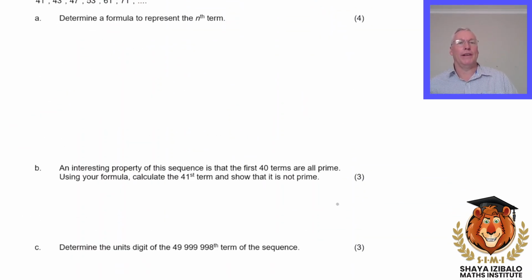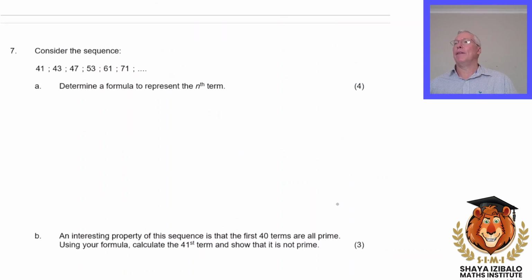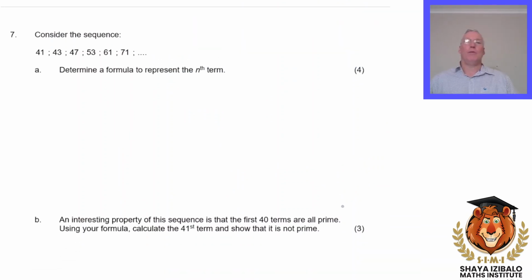Let's have a look at this one. It says, determine a formula to represent the nth term. Now remember, the first thing we're going to do is go that minus that, we get 2, that minus that, we get 4.